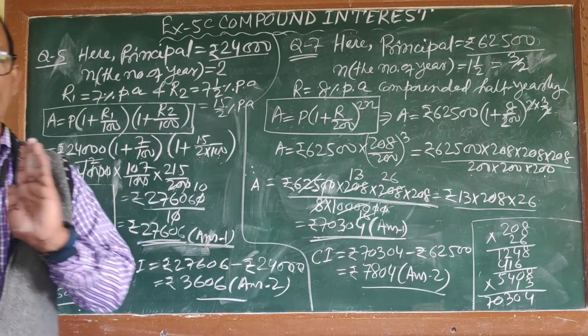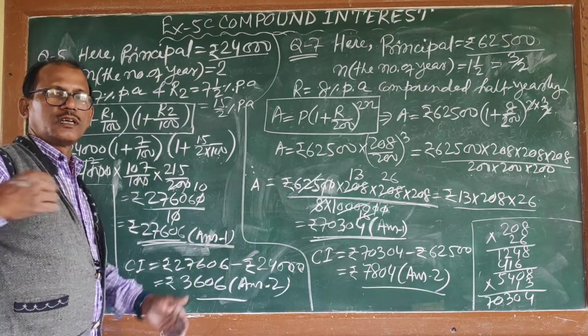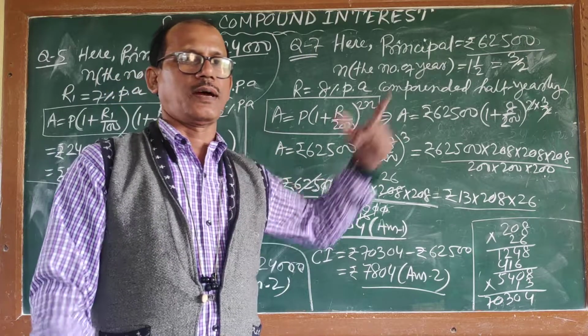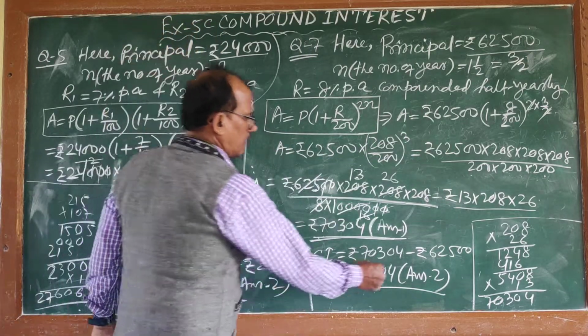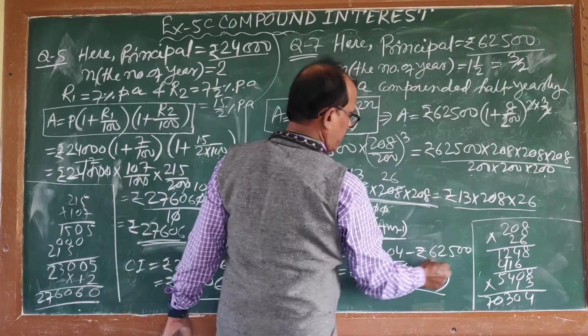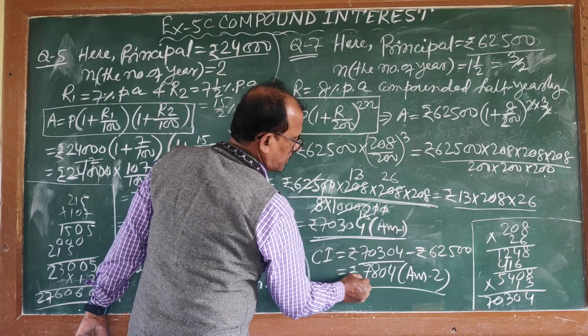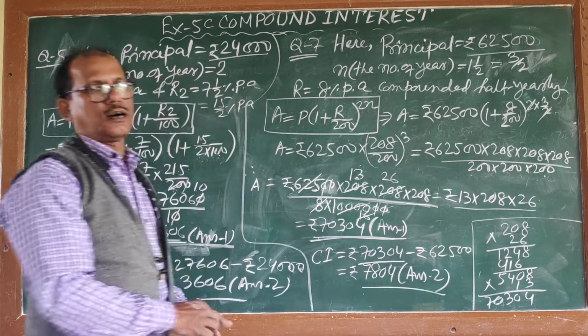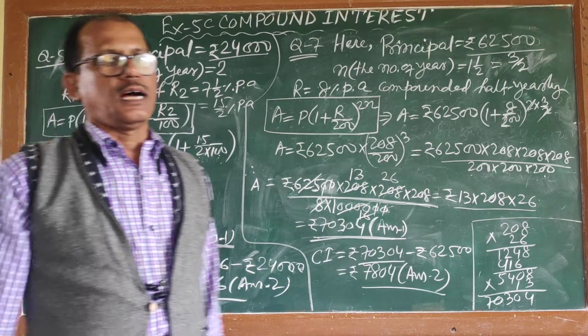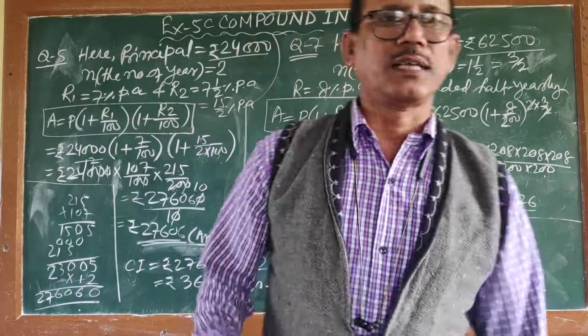You have to find out the amount, and you need to find the compound interest also. Compound interest similarly will be the final amount minus the initial principal. The final amount is this, and the initial principal is 62,500. If you subtract these two, you will find CI. If you do the subtraction, you find 7,804. That will be the answer too. Okay. If you solve through the direct formula, then this is the way you will have to solve.